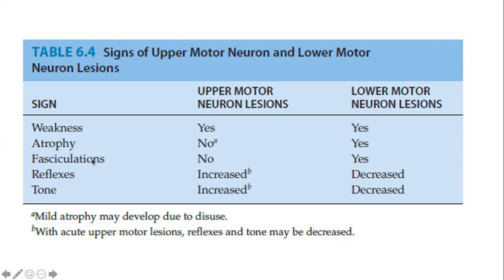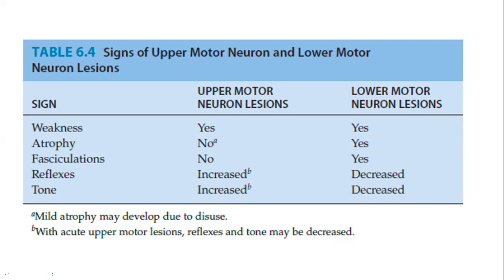And then we look for fasciculation, which is an abnormal muscle twitch. It's very common with lower motor neuron lesion, and we don't see it in upper motor neuron lesion. Reflexes are exaggerated, or hyperreflexia, in upper motor neuron lesion, while they are absent or decreased in lower motor neuron lesion.